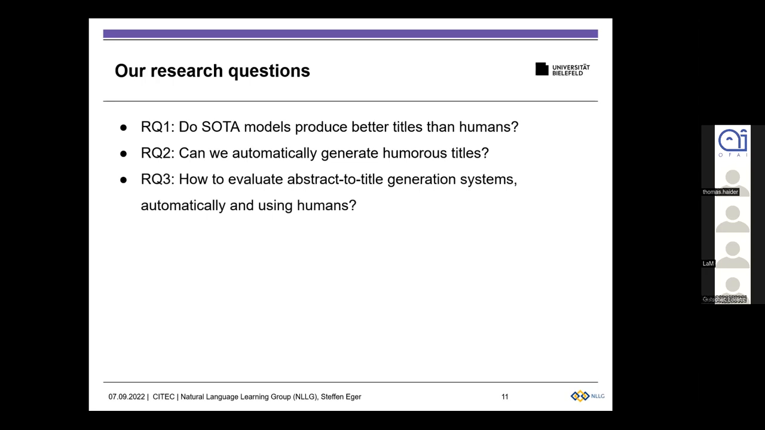Another question is, of course, how do we evaluate our systems? So both automatically and using humans. So how can we know whether our systems actually produce good titles? So those are just three research questions that we can think of in this context.